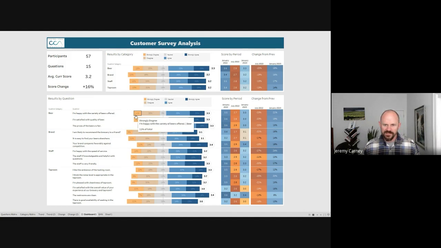And then again, like we saw up top, we're seeing who strongly disagrees, all the way up here to strongly agree. And in this case, we scored a 3.3. And then again, same as what we looked at up top, we're seeing how that changed over time. And then over here, we're looking at that percent change.